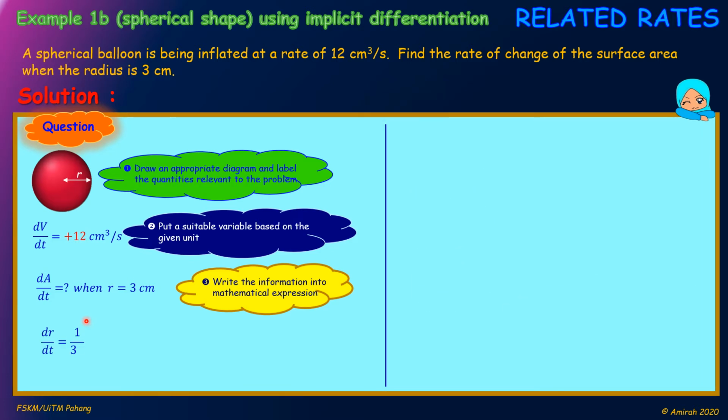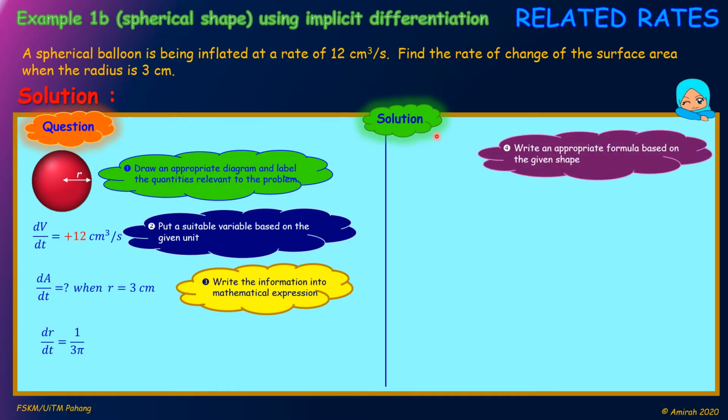Alright. From the previous slide, we stopped at dr over dt equals 1 over 3 pi. But the question is asking how to find dA over dt, not dr over dt. That means we still have not finished our calculation. So how do we get dA over dt?